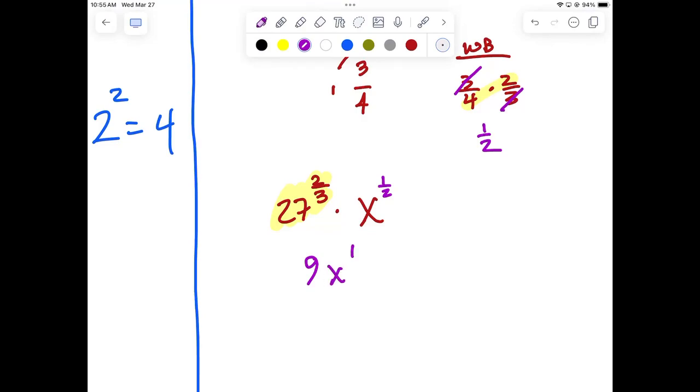Now you can leave it as 9x to the 1/2. This could be final version number 1, but that's the same as 9 times what? X to the 1/2 is the same as 9 times the square root of x. Yeah, this would be final version number 2.